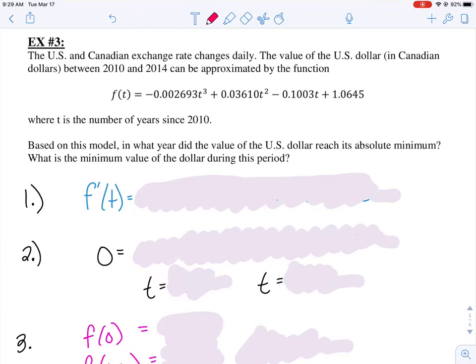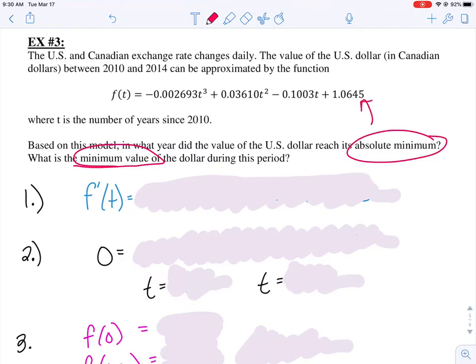Okay, so it says here the US and Canadian exchange rates change daily. The value of the US dollar and Canadian dollars between 2010 and 2014 can be approximated by the function, where t is the number of years since 2010. Based on the model, in what year did the value of the US dollar reach its absolute minimum, and what was the absolute minimum value of that dollar during this period?